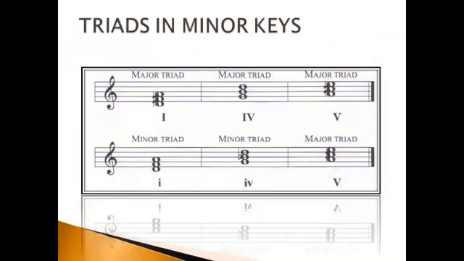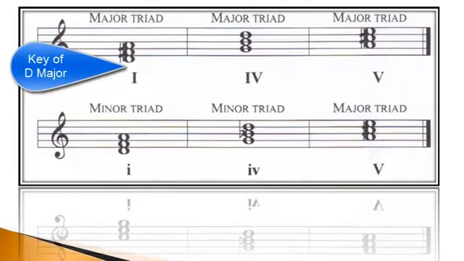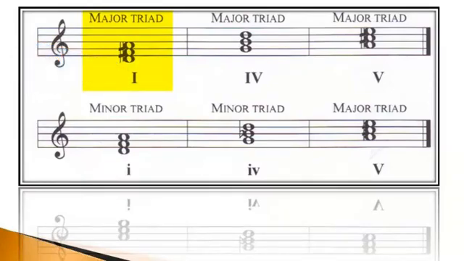Here we have the key of D major. And we have the one chord in D major, or the tonic triad in D major, sounds like this. D, F sharp, A. The subdominant triad is also a major, and the dominant triad is major as well. Remember, D major has F sharp and C sharp.